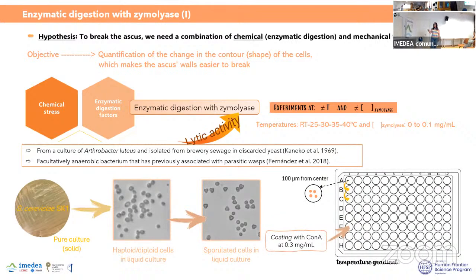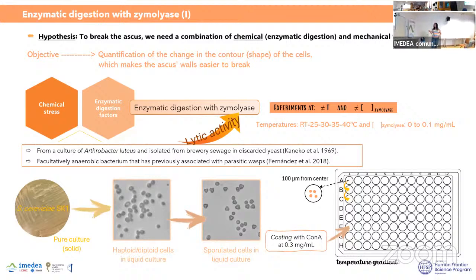Then we use 96-well plates. We normally put the mix of zymolyase at different concentrations here with the biomass, normally in triplicate or duplicate, and then we take images under the microscope. We normally need to coat the wells, because otherwise the cells move around and we cannot take images in the same place. We want this because we want to track the different shapes over time.